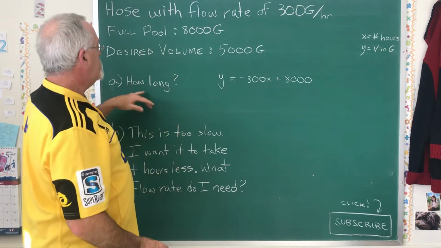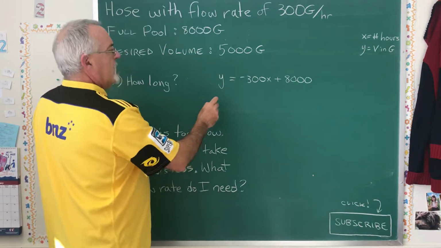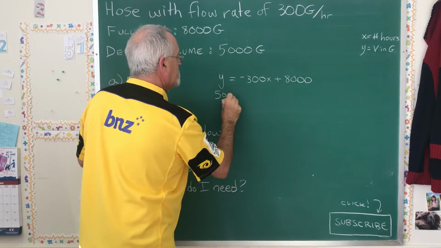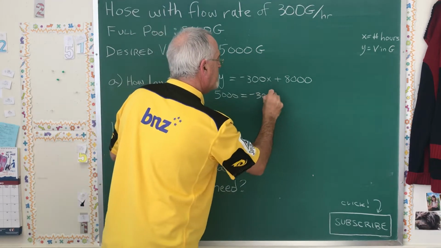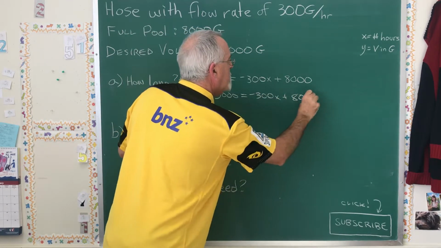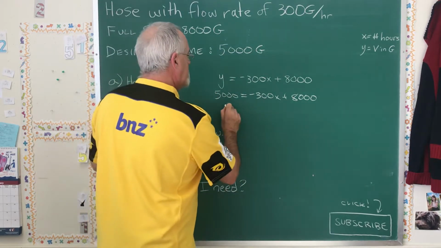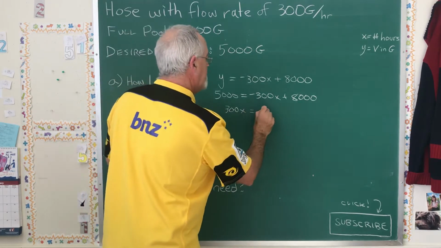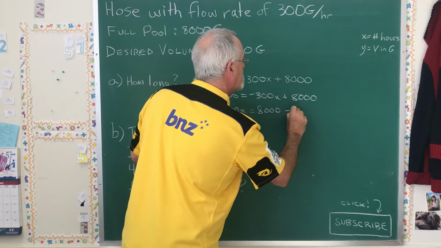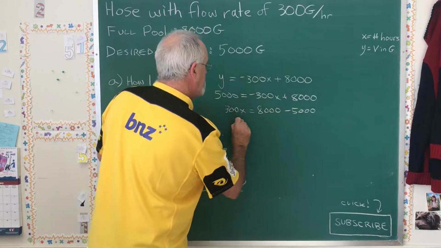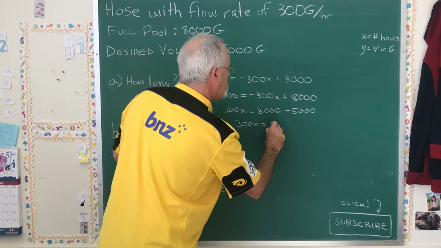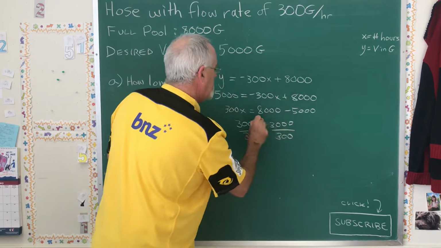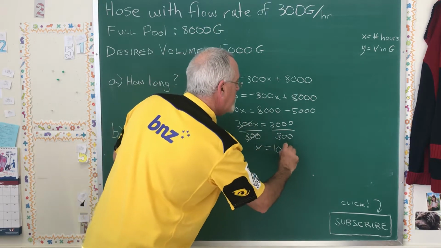This is a straightforward question. I want to end up with 5,000, so I replace my y with a 5,000. Then I do some algebra to isolate my x. I choose to move my 300x to the other side of the equals where it becomes positive, and move the 5,000 to the other side of the equals where it becomes negative. I end up with 300x equals 3,000. Divide both sides by 300 to isolate my variable, and x is equal to 10 hours.